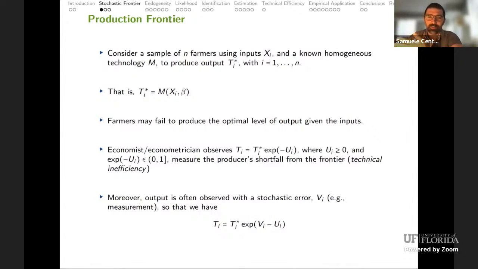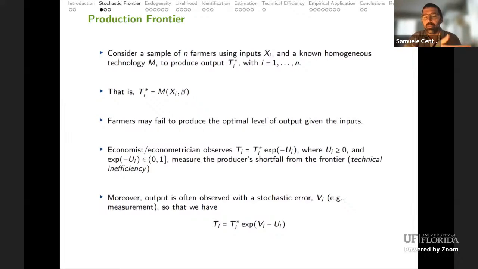Some of you are going to know this, especially Artem, but I'm just going to do it as a review to understand exactly what we're estimating. So let's say that you have a sample of N farmers using some inputs, which I'm going to call Xi, to produce an output that I'm going to call T star. And there is a production technology, which is homogeneous. It's the same for everybody.